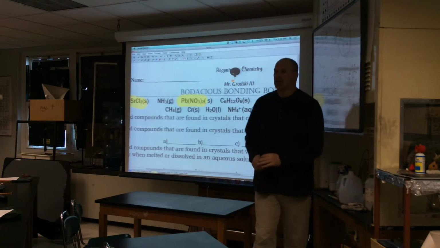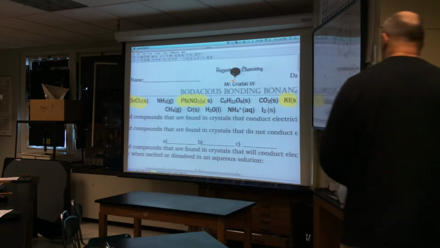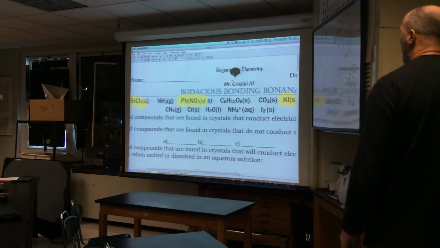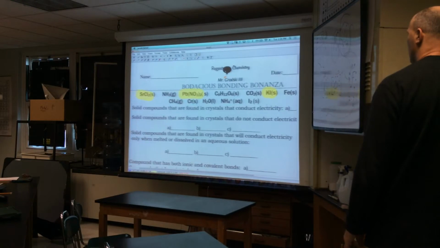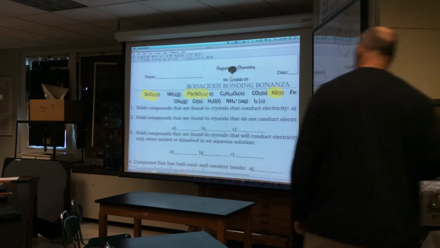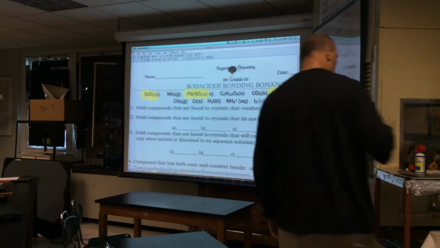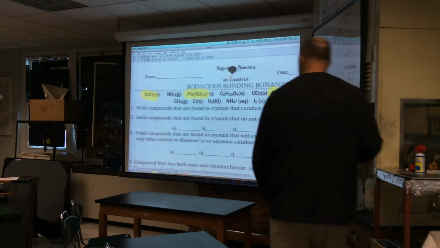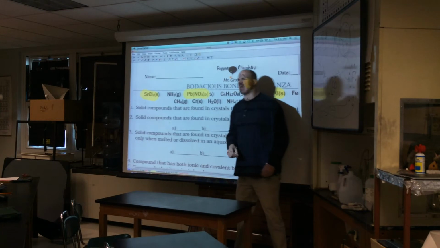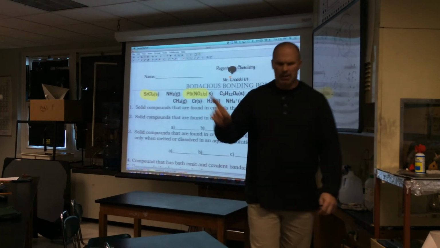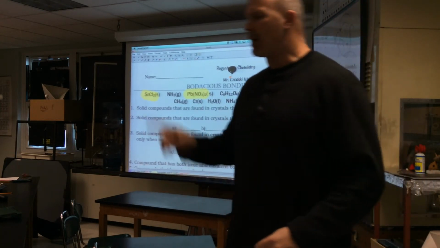All right, so let's look at the choices that talk about ionic compounds. This is what we have to be able to do. In your next CAT, you're going to have to be able to decipher. I want solid compounds that are found in crystals that conduct electricity. Do ionic compounds conduct electricity in the solid phase? No. The answer is no. Excellent. By you saying no emphatically, you're telling me that you clearly understand.